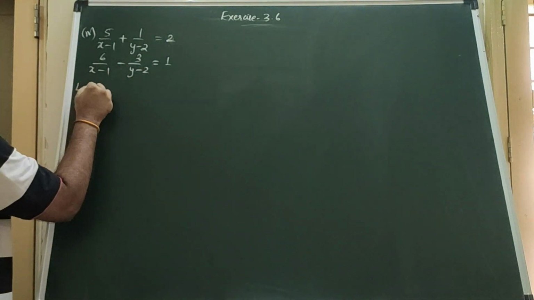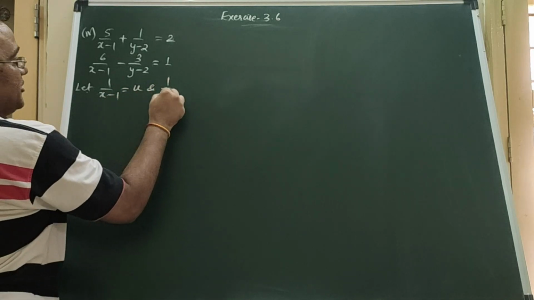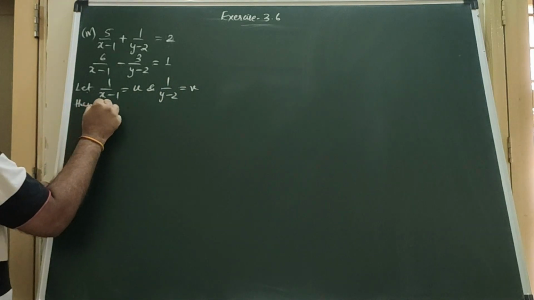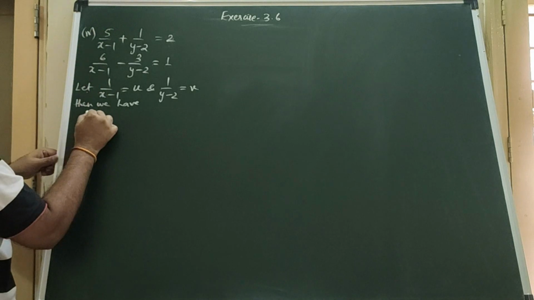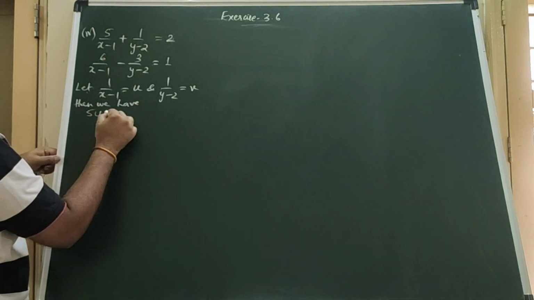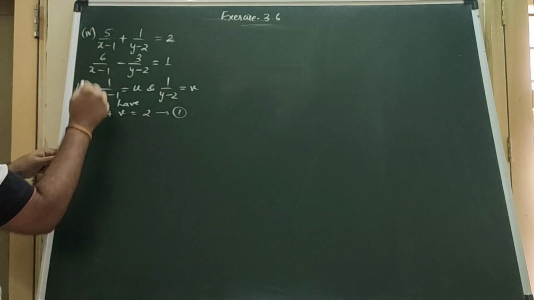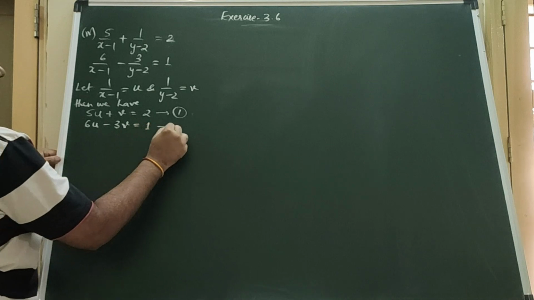Okay, now let 1 upon x minus 1 is equals to u and 1 upon y minus 2 is equals to v. Then we have, so ये पूरा u से replace हो जाएगा 5u. This will be replaced by v. So this is our first equation. This will be 6u minus 3v is equals to 1.